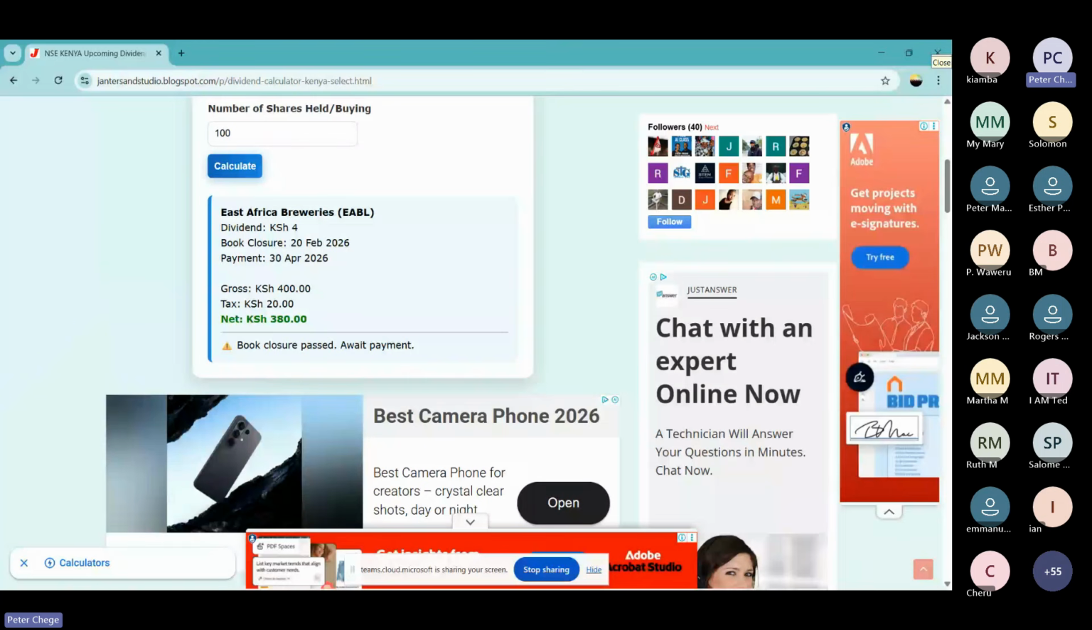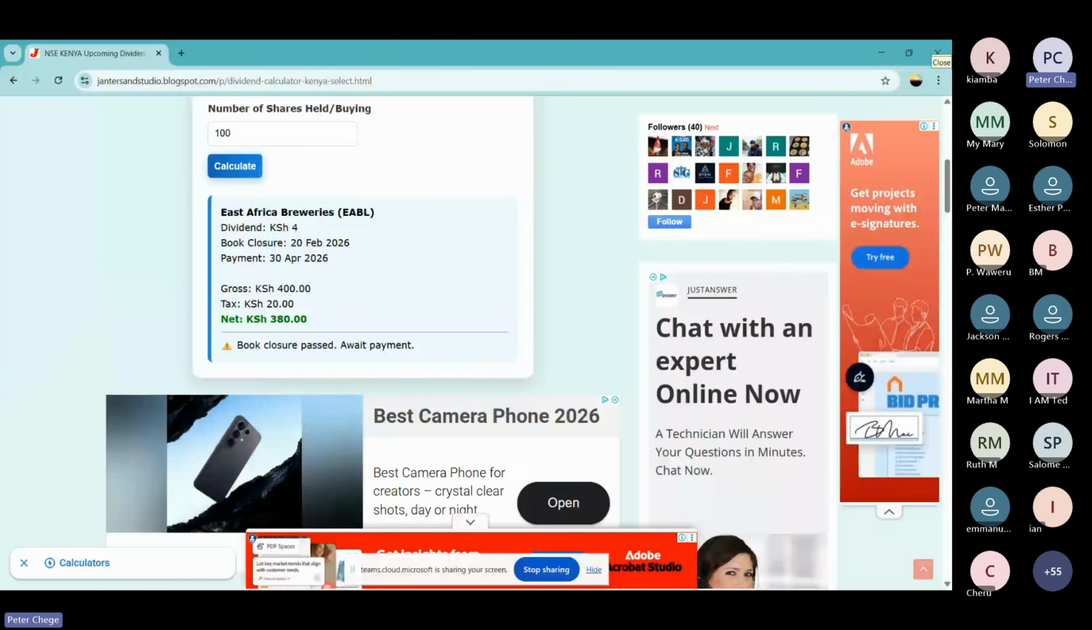So on the investor type, you can decide to select a Kenyan or a foreigner so that you see the tax you pay. Most of us are Kenyan. Then you select a stock. It has the current dividends, including those which have already closed but are waiting for payment. Like if I take BAT and I have 100 shares and I click calculate, it gives me a breakdown of what I will receive.